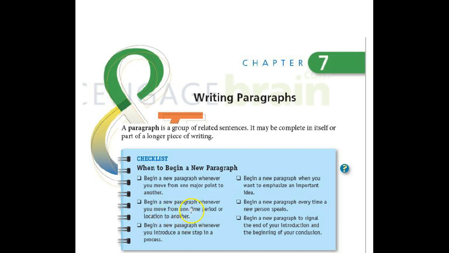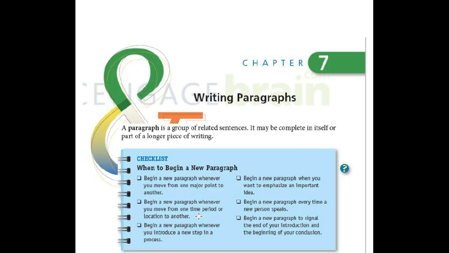Also, just as the second checkbox says, if you move from one time period to another or one location to another, for instance, if you are telling a story that uses a timeline and you're moving from the 1800s to the 1900s, chances are the most logical way to write that would be to start out in the 1800s and build your way down to the 1900s. Or if you decide to flip that around, that's fine too. But you would go from 1900 and go backwards because that's the most logical order.